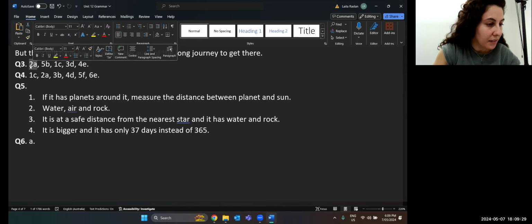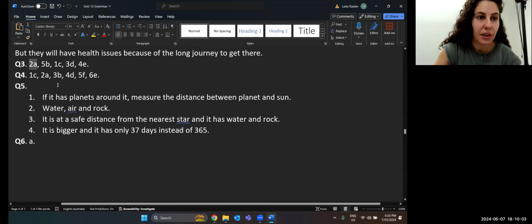Because it says it's important, once you find a new planet, to measure the distance between the planet and the sun. That's because most planets are either too close to the star or too far away. Now, this sentence, with current space technology, humans will take 766,000 years to travel there. We can find that in the last paragraph, because it tells us that Gliese is 18 trillion kilometers from the Earth.